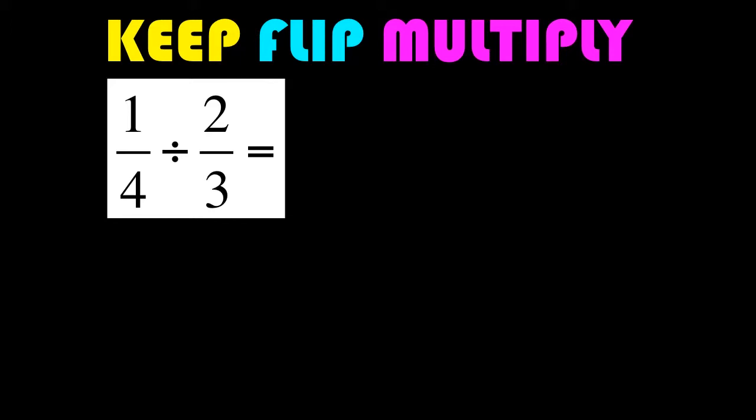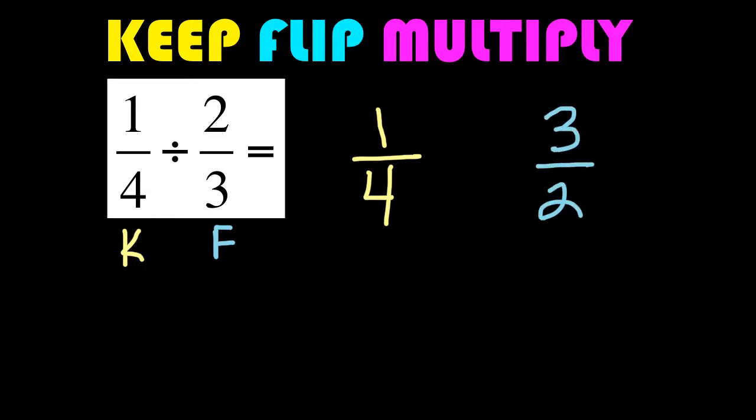So we're given this equation, 1/4 divided by 2/3. Our first step is we're going to keep our first fraction, so go ahead and write that first fraction down, 1/4. Our second step is we're going to flip our second fraction, so we're going to find the reciprocal. The reciprocal of 2/3 is going to be 3/2. And our last step is we're going to change the division sign to multiplication. So this is very simple.